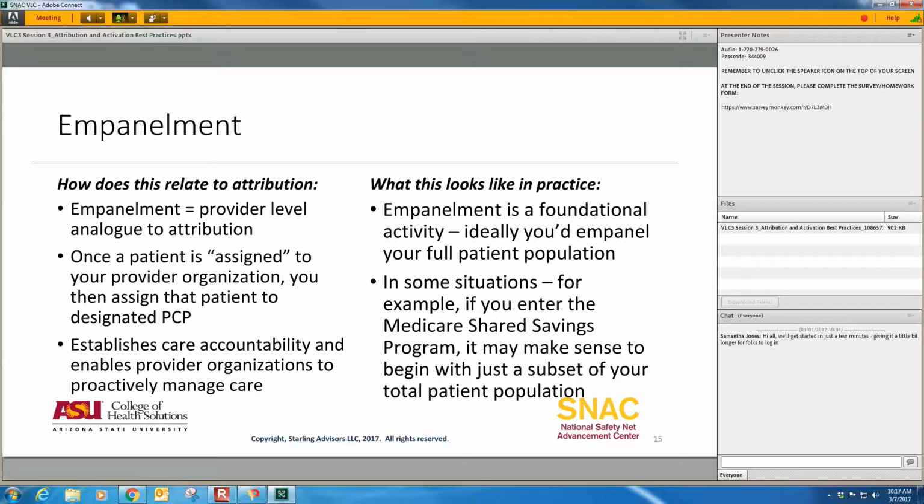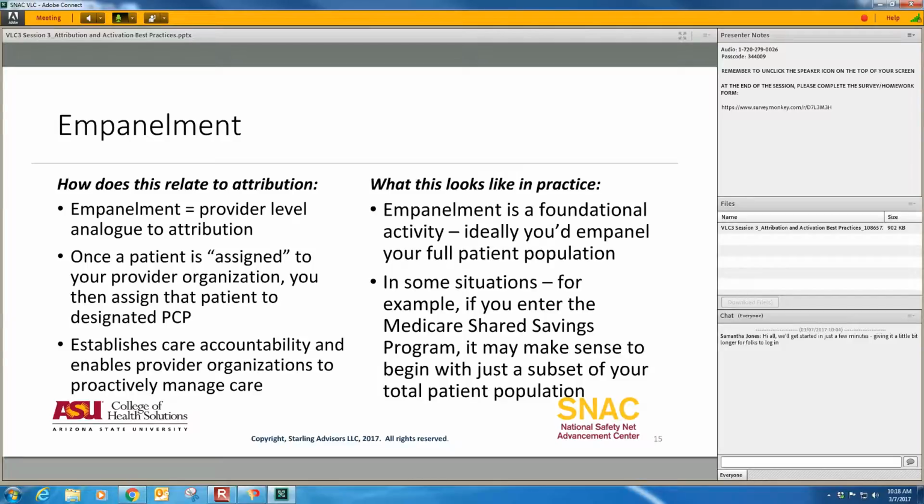And ideally, empanelment is a foundational activity. So I think the best practice would be that you're able to look at your full patient population and you're able to empanel all of them. You're able to empanel any current patient. You're able to match them with a care team or a provider on a whole population-wide level. But that's really challenging to do, especially if you're a large practice or you have challenges with data systems. That can be an overly daunting endeavor.